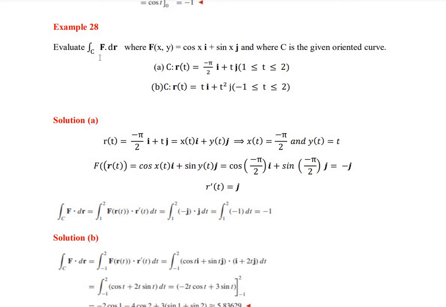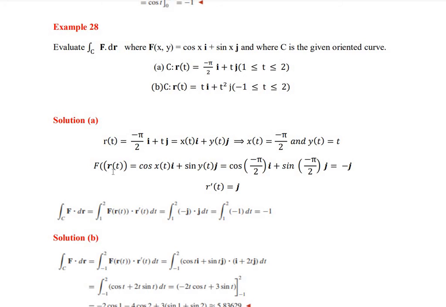Next, evaluate the integral over C of vector F dot vector dr, where vector F of (x, y) is equal to cos x i cap plus sin x j cap, where C is the given oriented curve. First, vector r of t is equal to -π/2 i cap plus t j cap, where t varies from 1 to 2. Next, C is vector r of t = t i cap plus t² j cap, where t varies from -1 to 2. Vector r of t, you can write as x of t i cap plus y of t j cap.